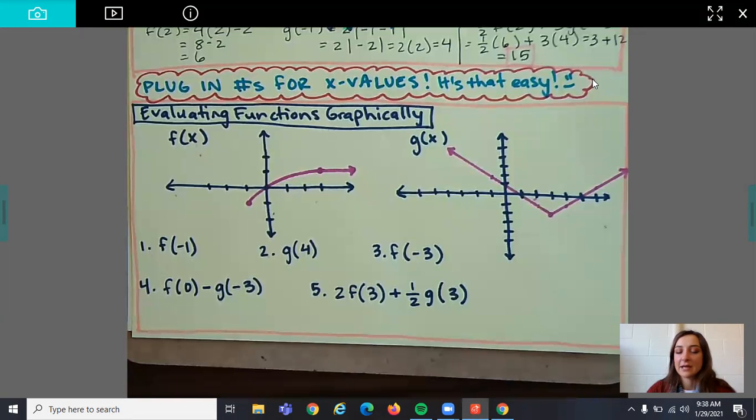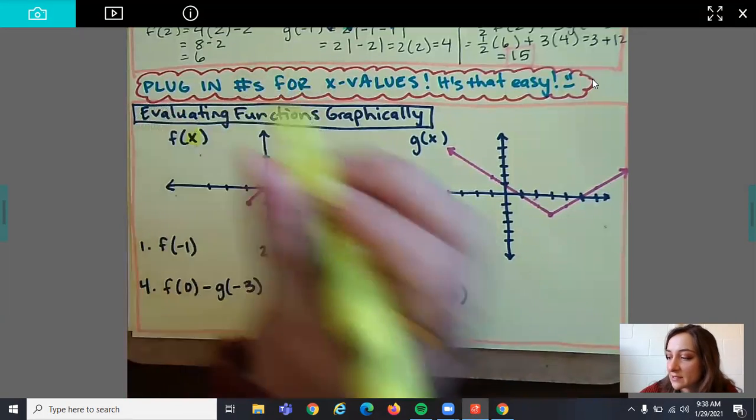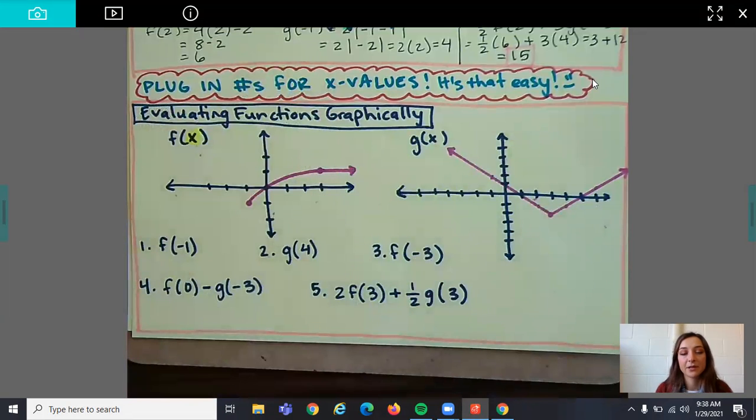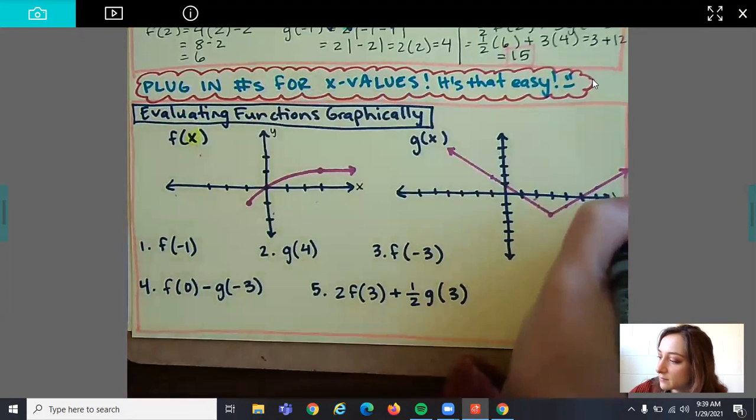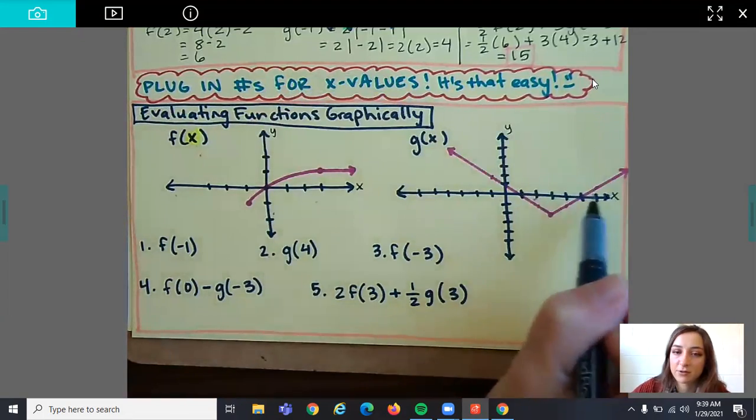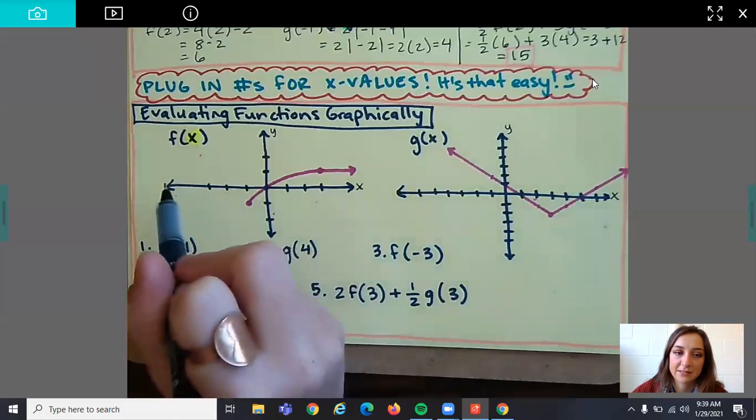So notice that in each of these problems we have f of x and g of x, so that's really important. We're looking at the x values. Remember, this is the x-axis and this is the y-axis. So we're going to be looking at the values on this axis, on the x-axis.